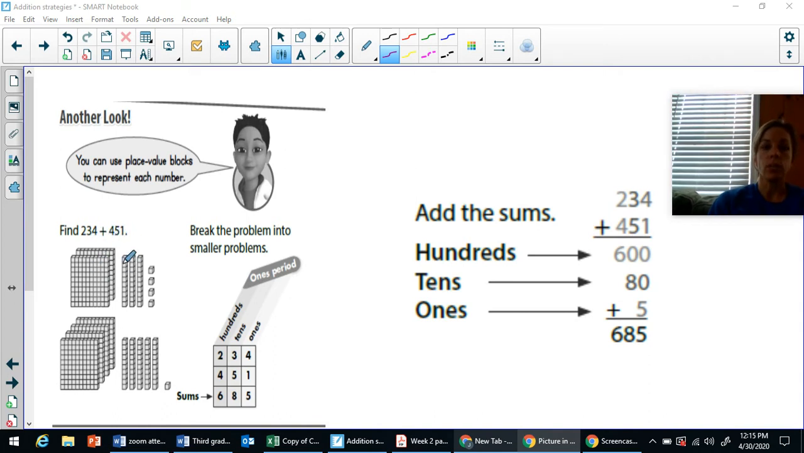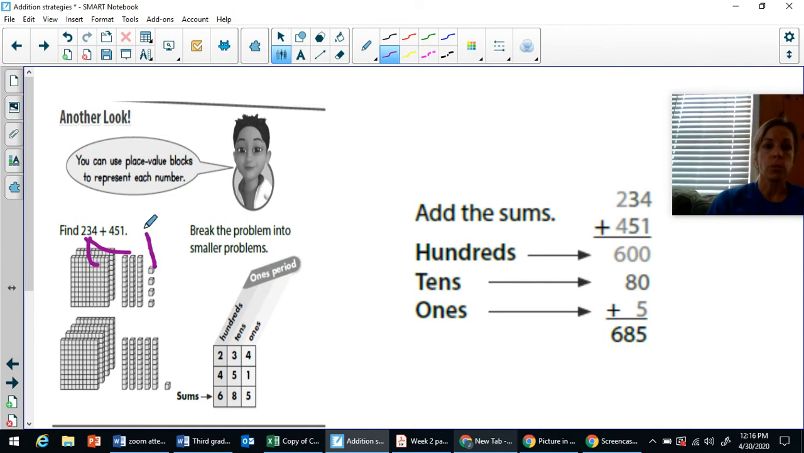What they did was they showed 234 using these blocks. I have 2 sets of 100, which represents the 200. I have 3 groups of 10, which represents the 3 in 234. And then I have 4 ones, which represents the 4. So that is one way to do it. If you need that support, draw them out.